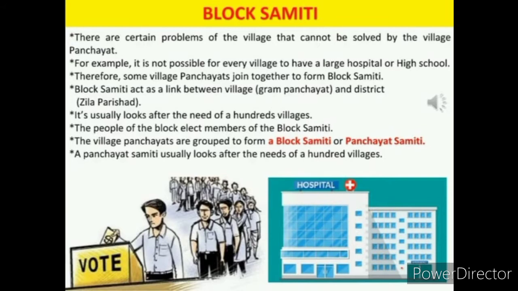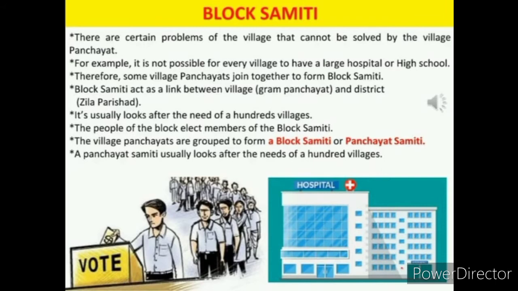Children, there are certain problems of the village that cannot be solved by the village Panchayat. For example, it is not possible for every village to have a large hospital or high school. Therefore, some village panchayats join together to form Block Samiti. Block Samiti acts as a link between Gram Panchayat and district, that is Jilla Parishad. It usually looks after the needs of 100 villages. The people of the block elect members of the Block Samiti.